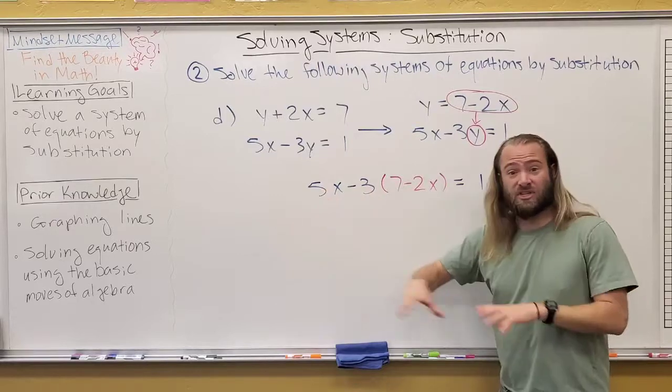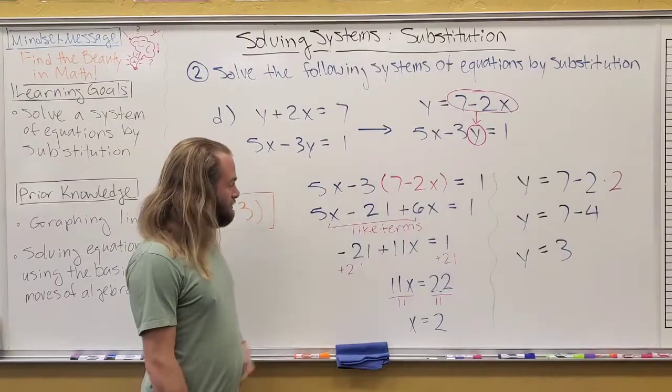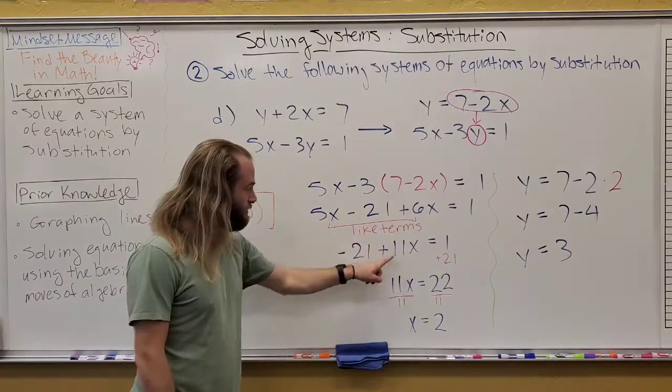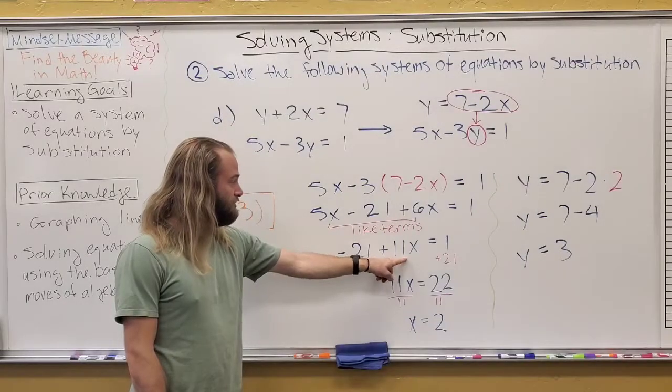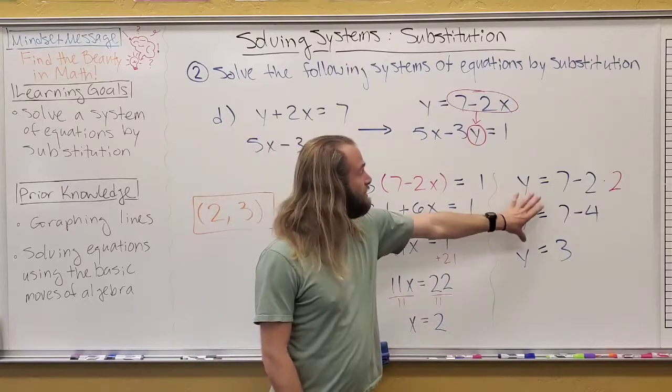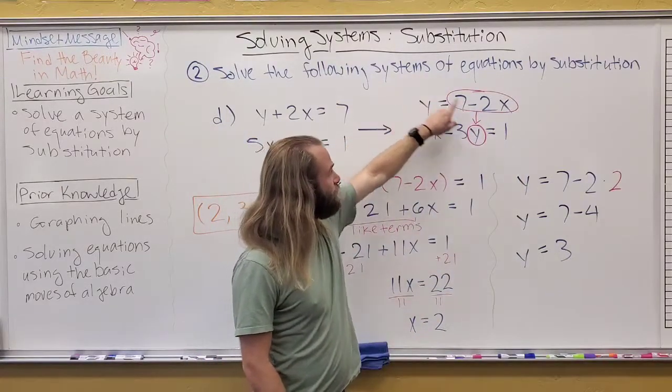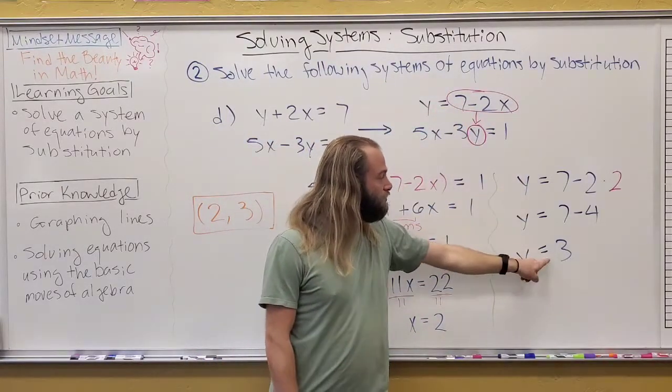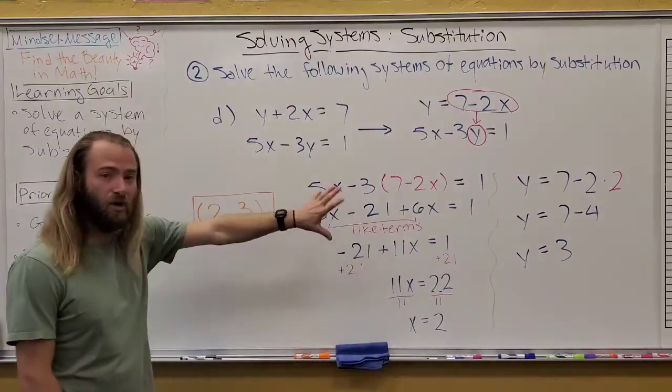And now here's an equation that only has x in it. So don't forget there are like terms here, which makes that an 11x. So I have negative 21 plus 11x. Solve that. X is 2. If you plug that back in, again, this would be the easiest one to plug in directly to get y. We get that y equals 3, so check your work on that.